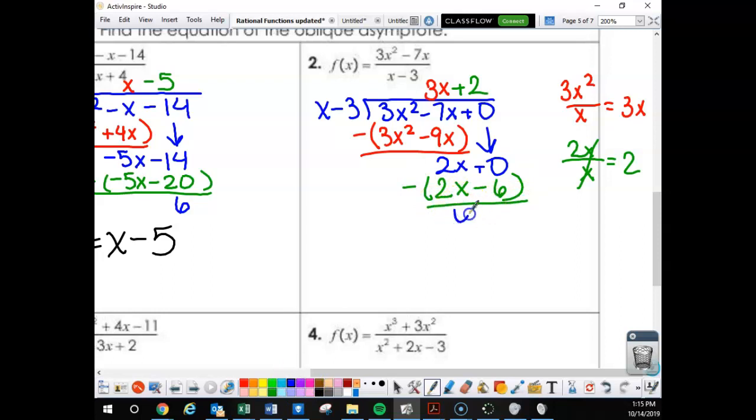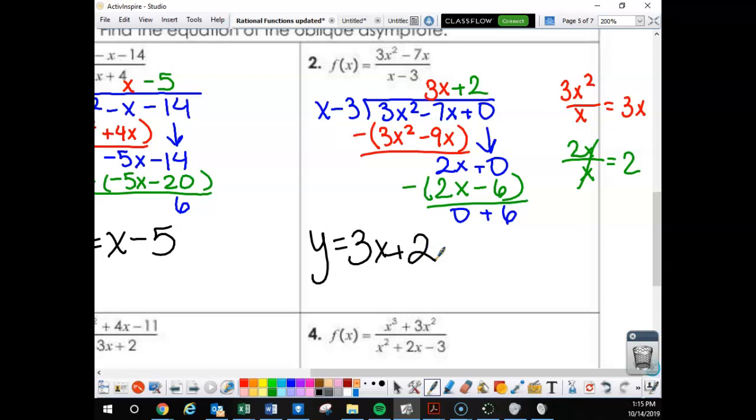2x minus 2x would be 0, and then 0 minus negative 6 is positive 6. But I don't care about my remainder. The only thing I care about is that my equation of the slant asymptote is 3x plus 2. Okay, does that make sense?